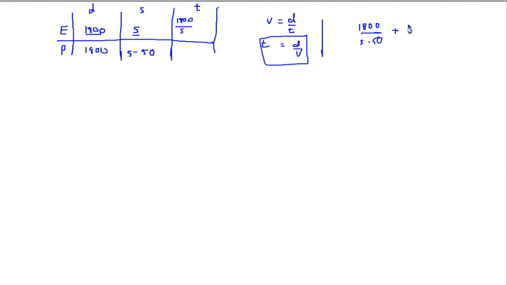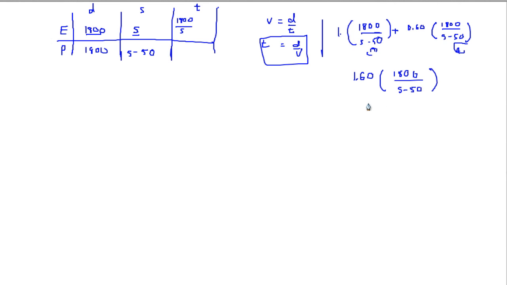So what we want to do is, well, 60% in decimal is 0.60 multiplied by that time again, 1,800 over s minus 50. And just consider this 1,800 over s minus 50 as a variable, like say a. We have a coefficient of 1 here, so 1 plus 0.6 is going to be 1.60 times whatever this a value is, which is 1,800 over s minus 50. So therefore, this becomes our variable for the time for the Paral train. So it will be 1.6 multiplied by 1,800 over s minus 50.